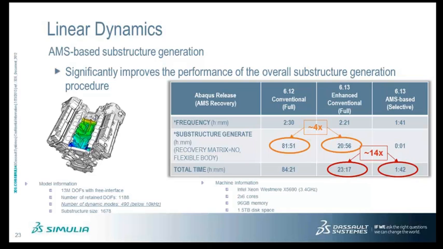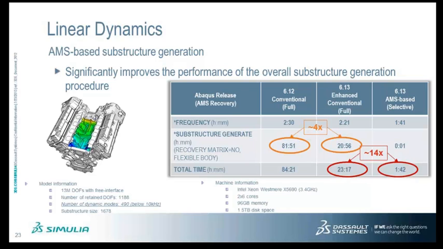In 6.12, the procedure has two steps when you're including these dynamic modes. The first is the frequency step, followed by a substructure generate. In 6.12, using a conventional approach, this model took about 84 hours to run on this particular platform. In 6.13, the enhanced conventional, we did some work to improve our existing algorithms, and we're able to get that down to 23 hours. So we're about a 4 times speed up, and most of that came in the substructure generate step.